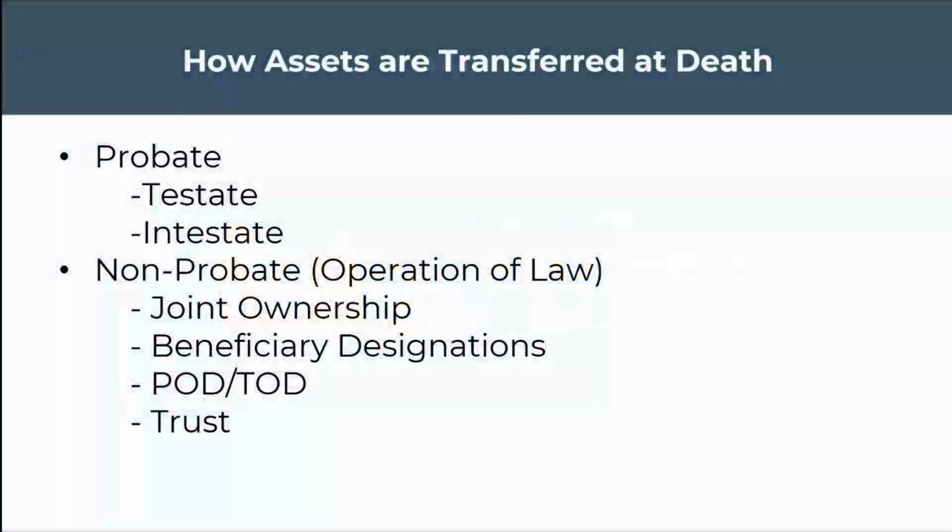Individual name when you die. Okay. When you pass away, anything that's in your individual name is a probate asset, subject to the probate process, and it is going to go through the court system in Pennsylvania.